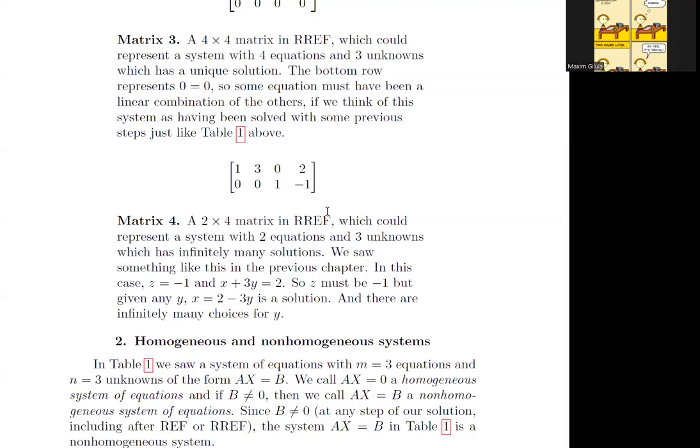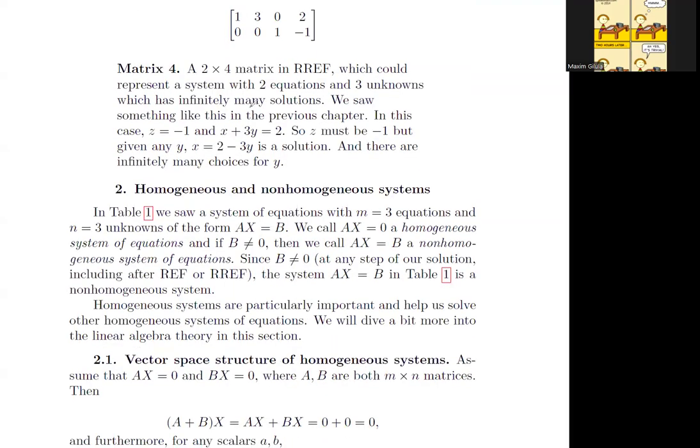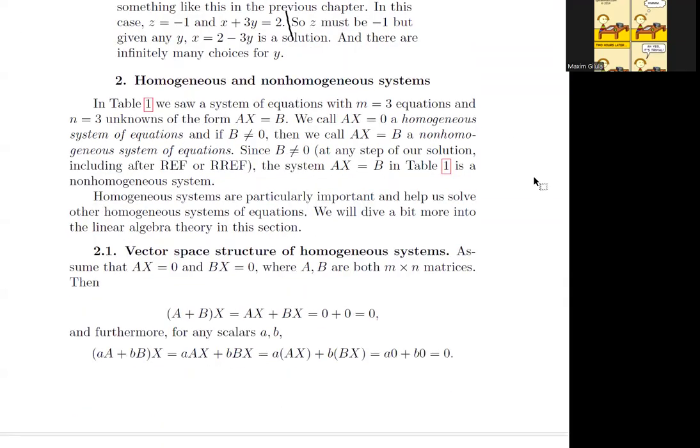Here is a 2 by 4 matrix, which could represent a system with 3 unknowns and 2 equations. And if it does, we see it's an REF, and we get a unique solution for z. But x plus 3y equals 2, so we get infinitely many solutions. Plug in any y, and x is 2 minus 3y, and that gives a solution for x. So there's infinitely many solutions.